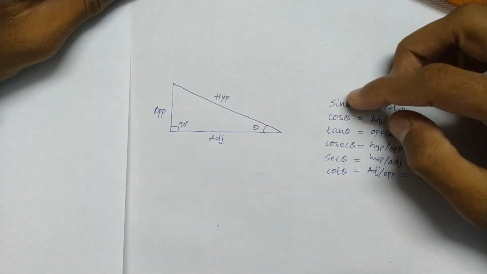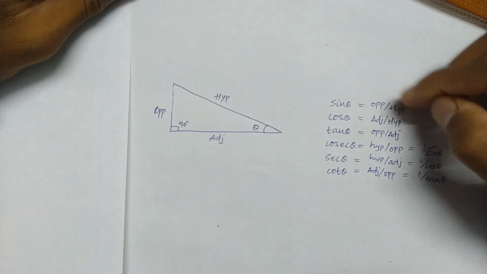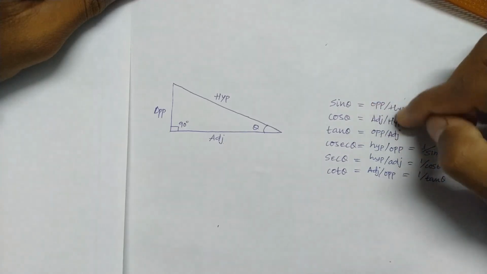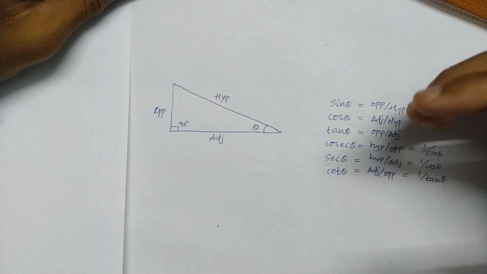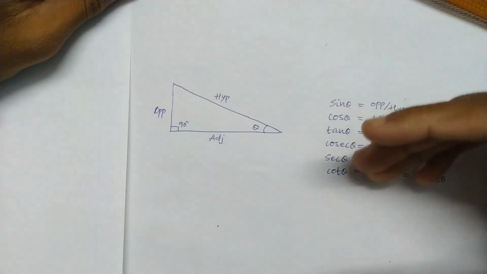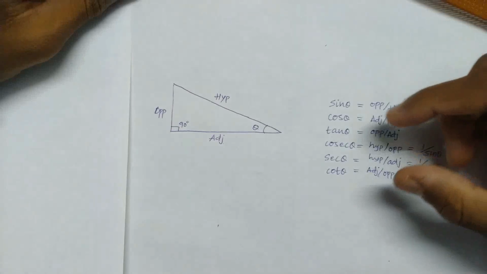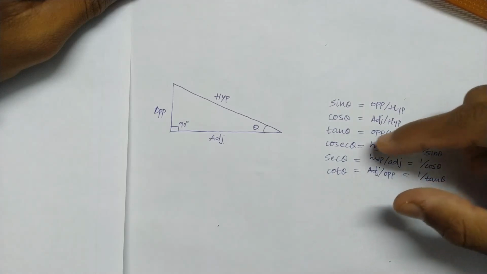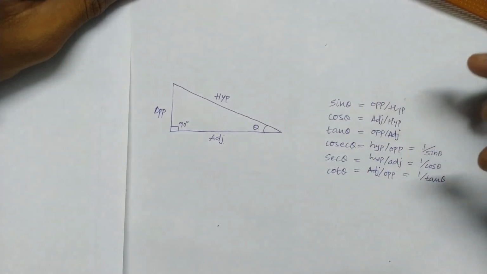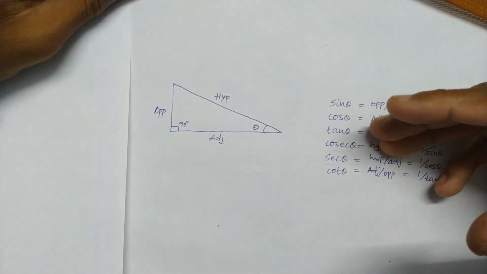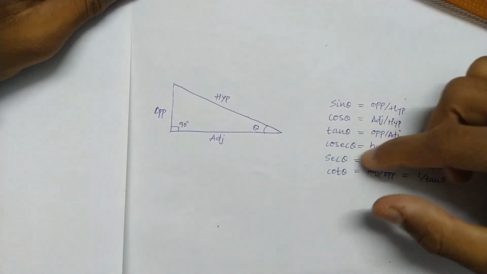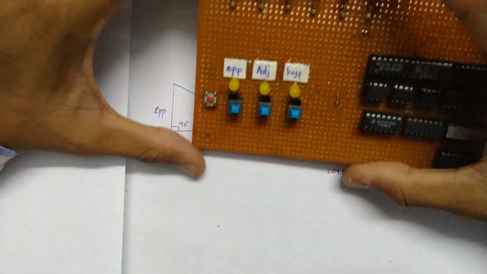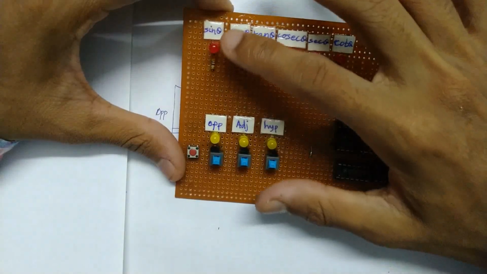which are sine: sine theta is the ratio of opposite to hypotenuse, cos is the ratio of adjacent to hypotenuse, and the remaining ratios are formed by taking the ratios of these sides. So tan is opposite to adjacent, and cosec, secant, and cot are just the reciprocals of these three ratios in the beginning. So cosec is hypotenuse by opposite, and so on. This circuit contains 3 inputs and 6 outputs.